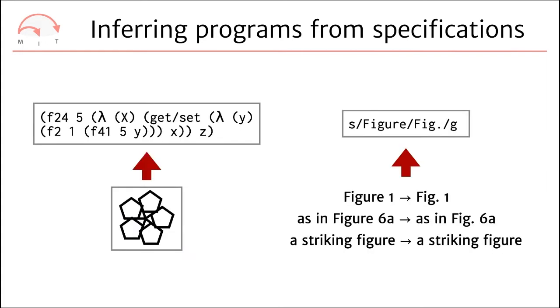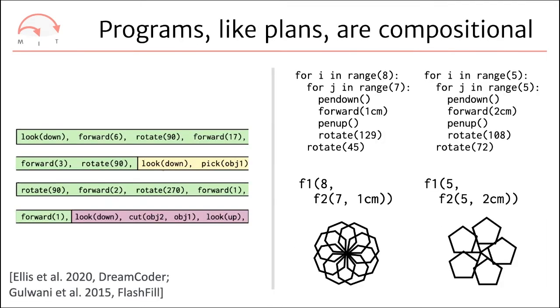It comes up in inverse graphics where we want to de-render scenes. It comes up in text editing where we might want to provide a couple of examples of a transformation we want our text editor to apply, and then have it applied everywhere else, and in many other domains. And as before, doing well at this program synthesis task is really all about abstraction and composition.